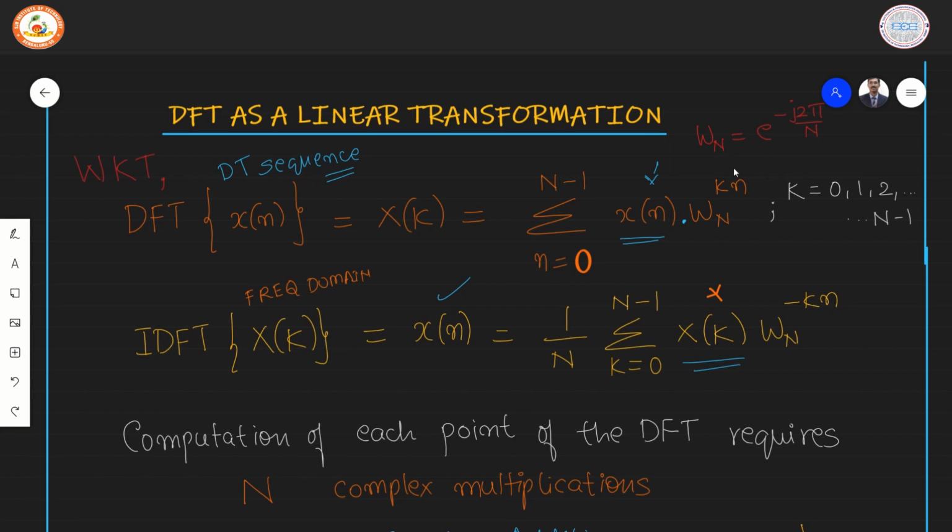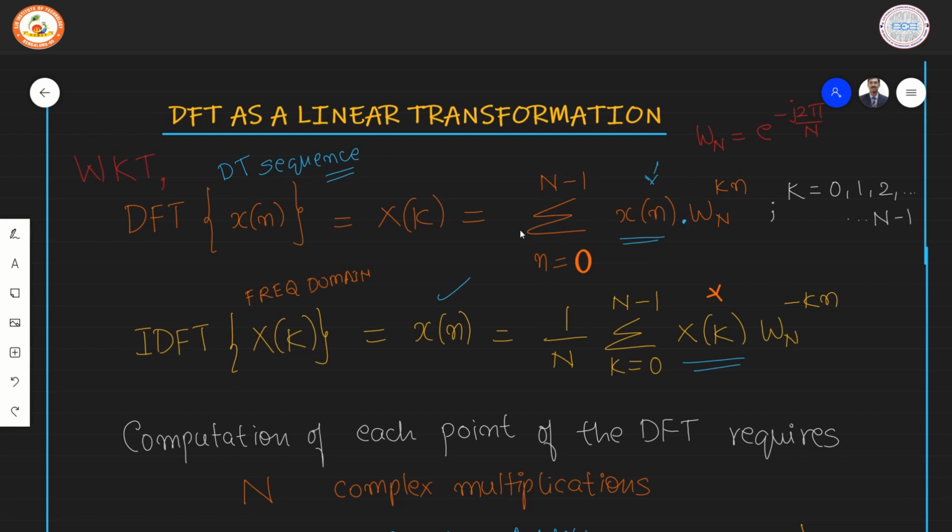W_N is called the twiddle factor, also referred to as the phase factor. The amplitude here happens to be 1 and the phase you can observe is given by minus 2π by N. Since you are multiplying x of n, which is complex, with another complex number which is called W_N to the power of kn, this can be treated as one multiplication.